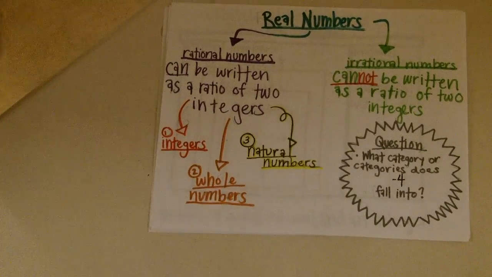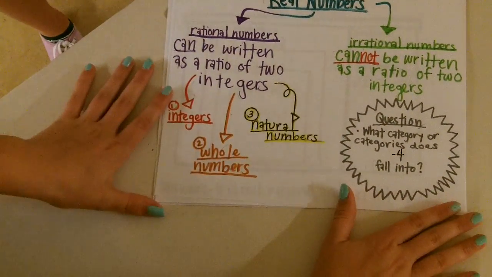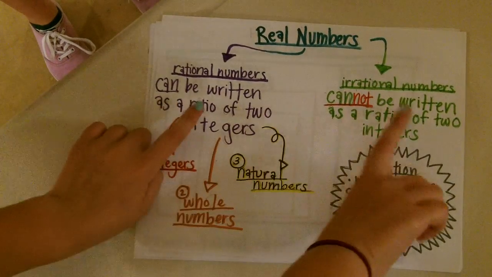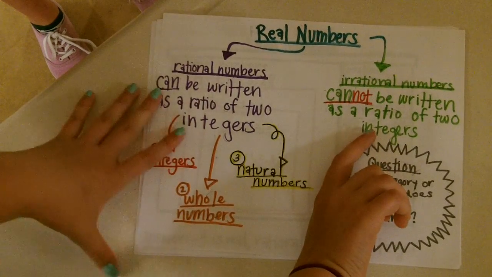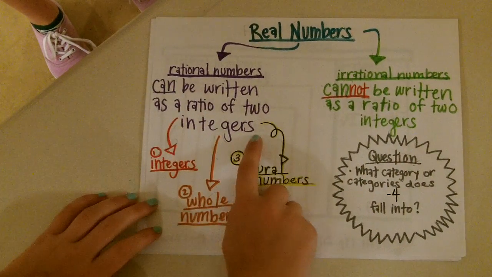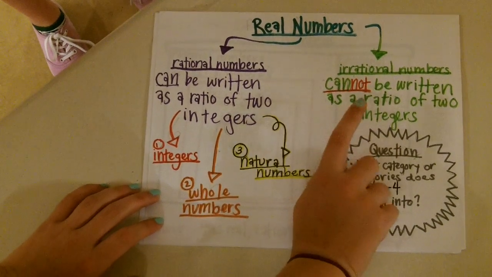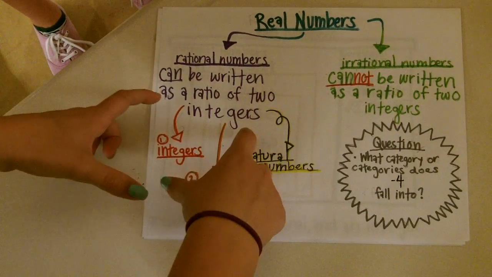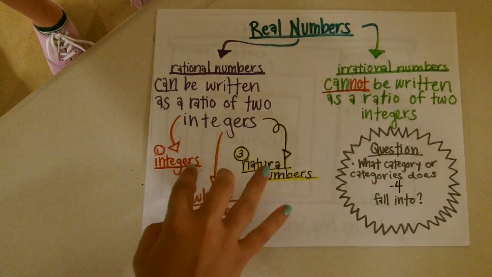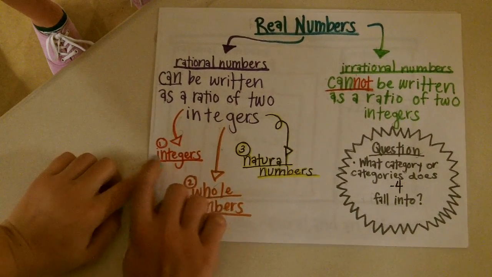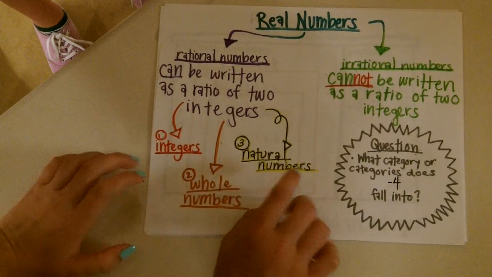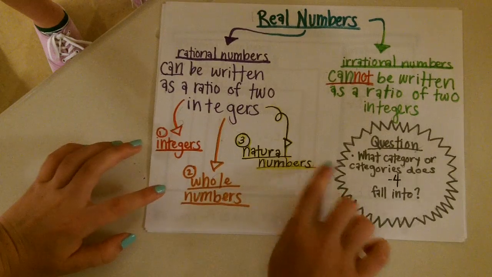Okay, so the next section that we're going to talk about is real numbers. And there are 2 categories that real numbers can be split into: rational numbers and irrational numbers. All rational numbers can be written as a ratio of 2 integers, and irrational numbers cannot be written as a ratio of 2 integers. Then in the category of rational numbers, there are 3 different kinds of subgroups. The biggest of those is integers, the second being whole numbers, and the smallest group being natural numbers. So a question that I just want you to think about is, what category or categories does -4 fall into?